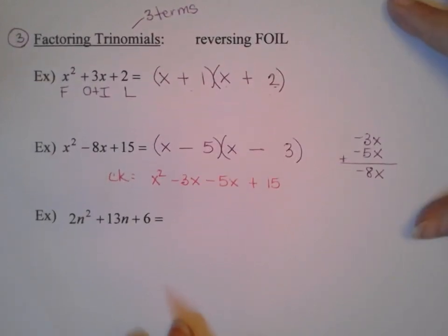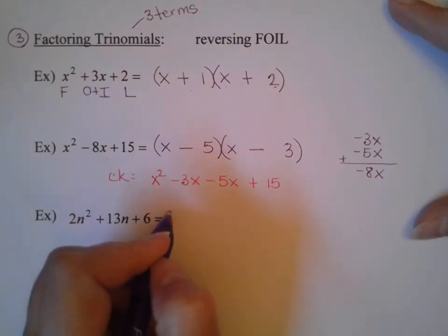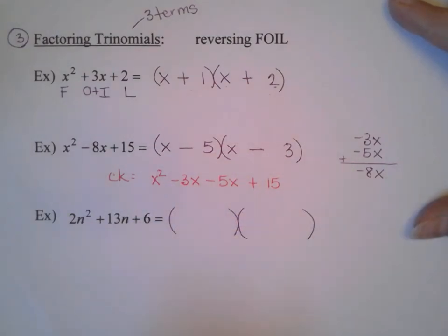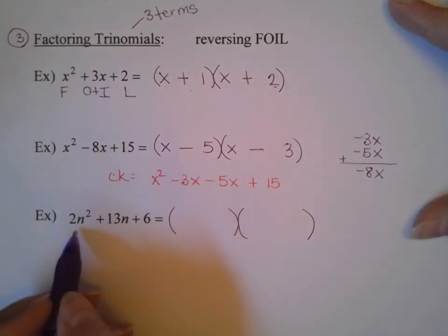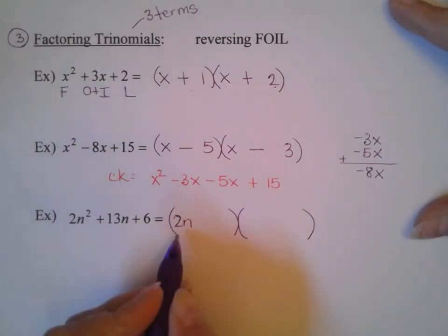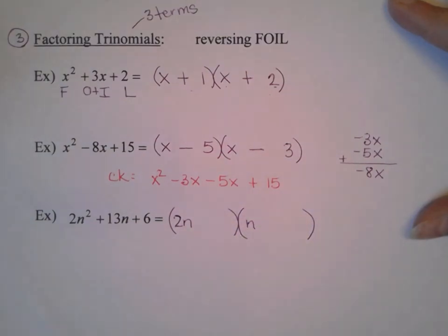Okay, now things change a little bit if we put a number in front of the x squared term. In this case, it's 2n squared. So we could still use trial and error. I actually want to show you two methods for this one. If you use the trial and error method to multiply to be 2n squared, one parentheses needs a 2n, and one parentheses needs an n.